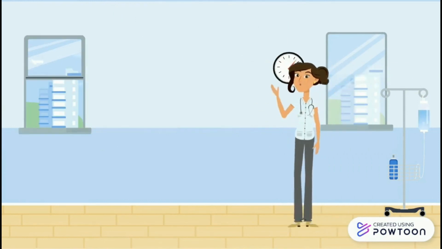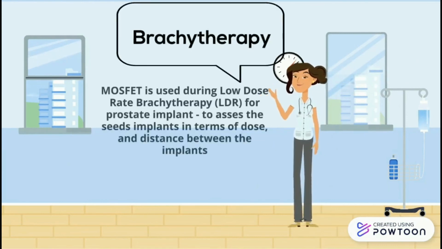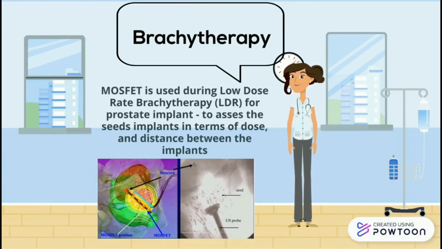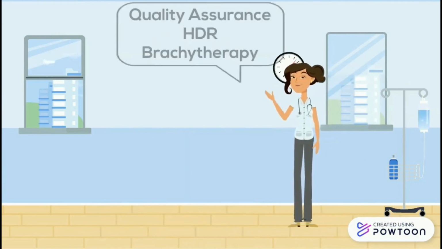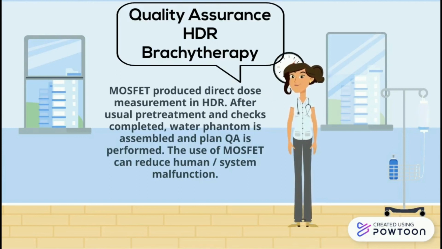Next, MOSFET is also used during low-dose rate brachytherapy or LDR for prostate implant in order to assess the seed implants in terms of dose and distance between the implants. Okay, since MOSFET produces direct dose measurement in HDR brachytherapy, it is used for quality assurance of the brachytherapy. After usual pre-treatment checks are completed, the water phantom is assembled and plan QA is performed.